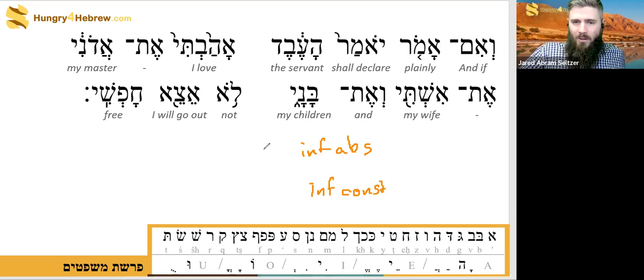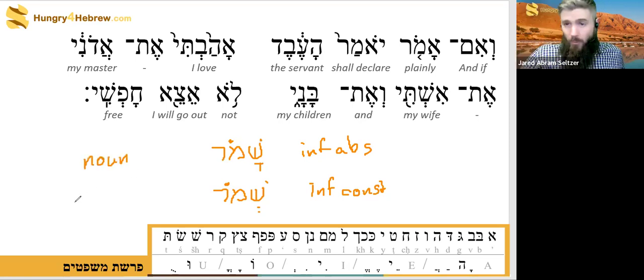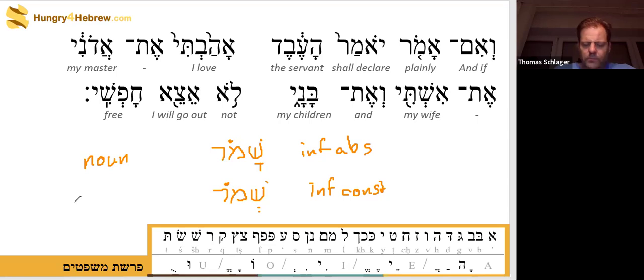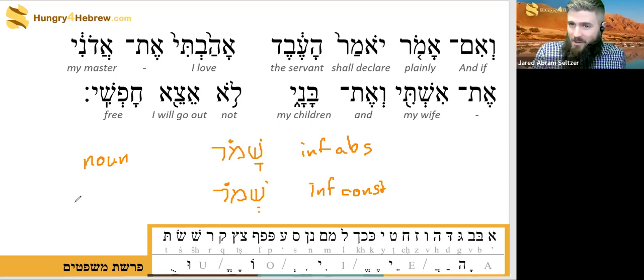So let's see. Shamor would be your infinitive absolute. Shmor is your infinitive construct. Both of these infinitives are essentially nouns. They are nouns which represent a verbal action. Okay, they are not verbs. I know maybe somebody has taught you all that they're verbs. They are actually nouns, grammatically speaking, and they represent the action of whatever the root is. So shamor is the action of guarding.